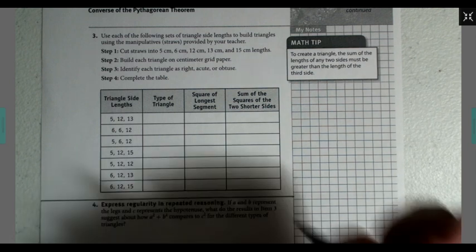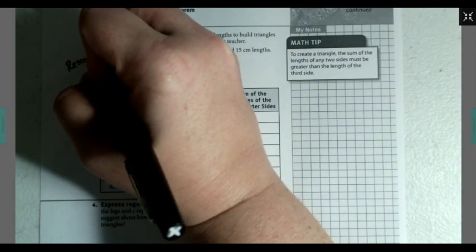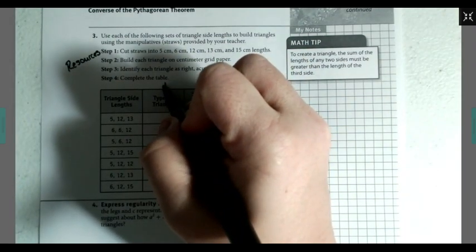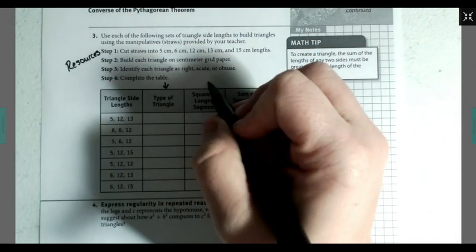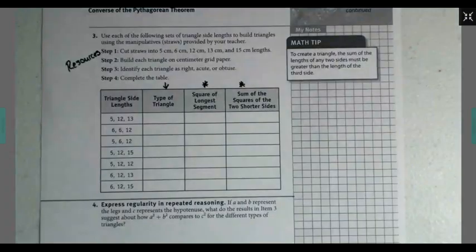Now, because of resources and just the fact that we're not technically able to work with one another, I'm going to tell you what type of triangles should be formed, and then I want you to complete. So I'm going to give you this column, and you're to complete this column and this column, okay?